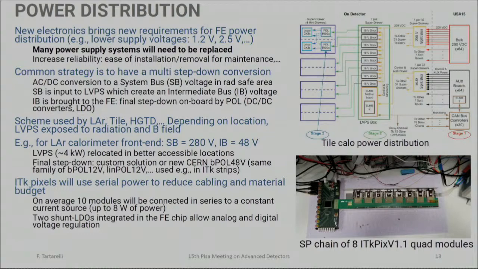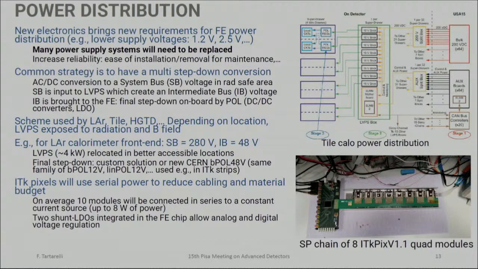The common strategy here is to have a multi-step down conversion. There is usually an AC/DC conversion to a system bus voltage in a rad-safe area. Then this system bus is brought via long cables to low voltage power supplies, which create an intermediate bus voltage here. And this intermediate bus voltage is then brought to the front end, where the final step down is done on board by the DC-DC converter and linear regulator.